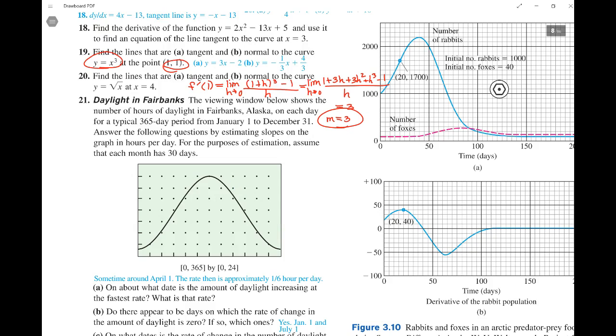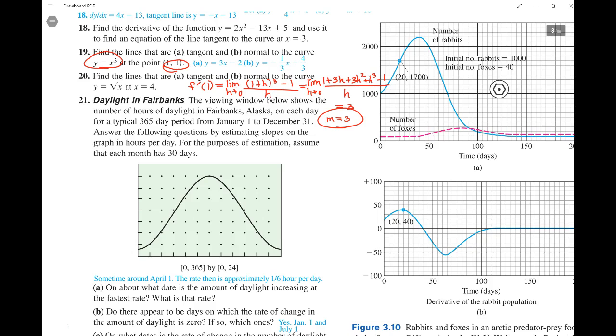The viewing window below shows the number of daylight hours in Fairbanks, Alaska. That one was difficult. Okay, so we have 365 days, right? And how many spaces are there? It looks like those are monthly. I'm going to say there's 12, for 12 months. Okay, so answer the following questions by estimating the slopes.